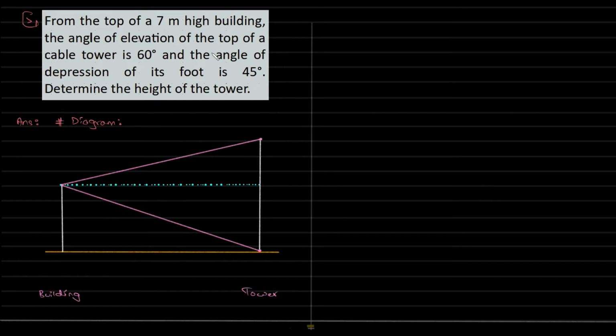From the top of a 7-meter high building. So this is 7 meters. The angle of elevation of the top of the cable tower is 60 degrees. So this is 60 degrees. And the angle of depression. So many people mark this as 45 degrees. This is 45 degrees. As per this information, determine the height of the tower. So this entire length we have to find.